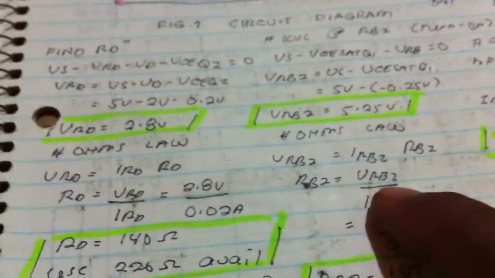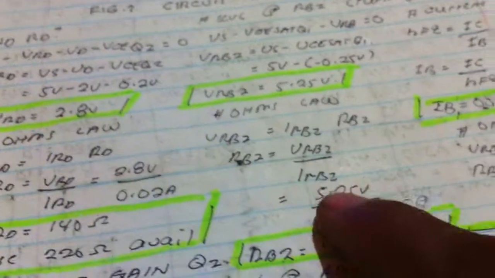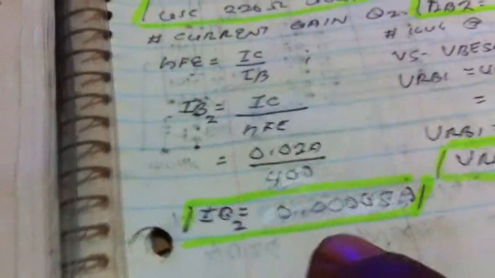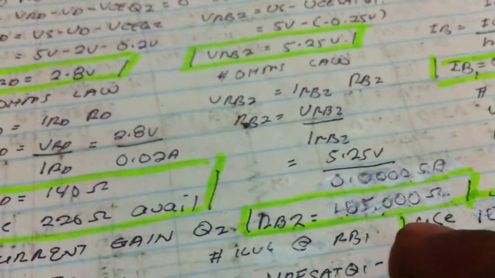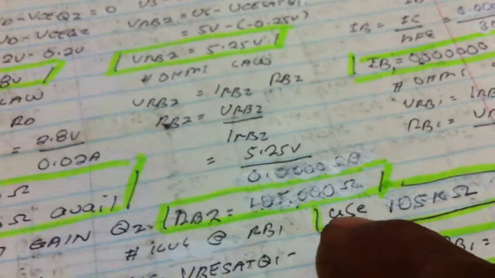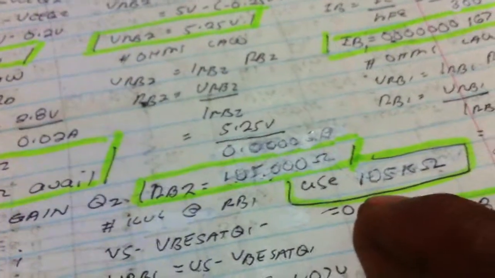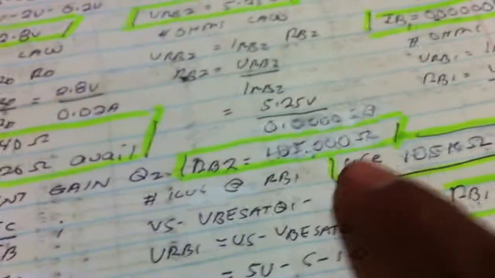Using Ohm's law, we find that this is already computed here, and the base current here is computed also here, and we get this resistor value of 105,000 ohms, and I use 105 kilo ohms. That is the same.